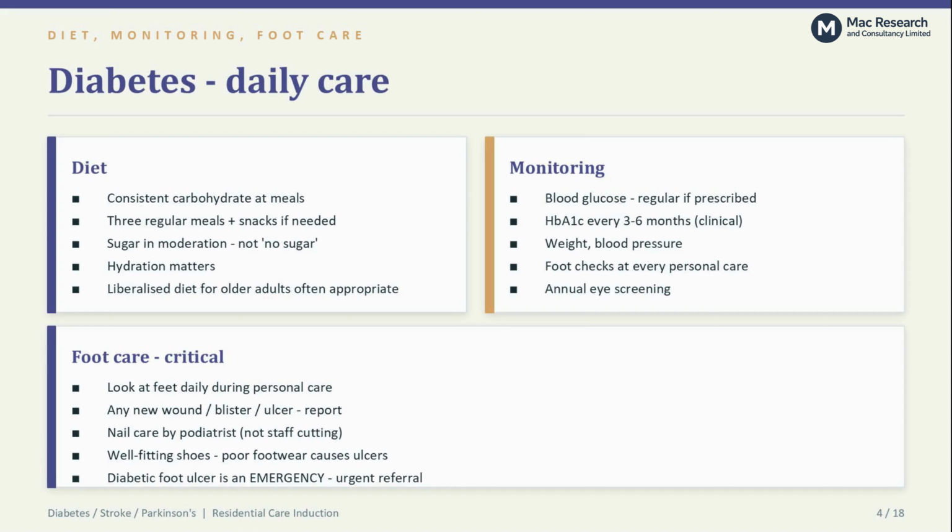Foot care is critical. Look at feet daily during personal care. Any new wound, blister, callus, ulcer needs reporting. Small wounds can become limb-threatening fast. Nail care by podiatrist. Never have care staff cut diabetic toenails because injury risk is too high. Well-fitting shoes. Poorly fitting shoes cause pressure ulcers on diabetic feet, which can become infected and lead to amputation. A diabetic foot ulcer is a clinical emergency, urgent referral to GP, sometimes specialist diabetic foot clinic. The smallest issue with diabetic feet escalates quickly. Take it seriously every shift.